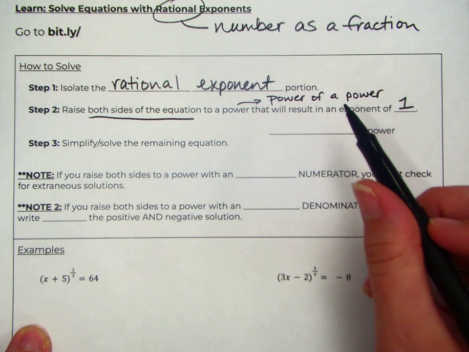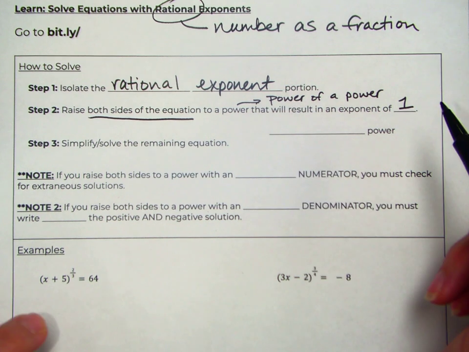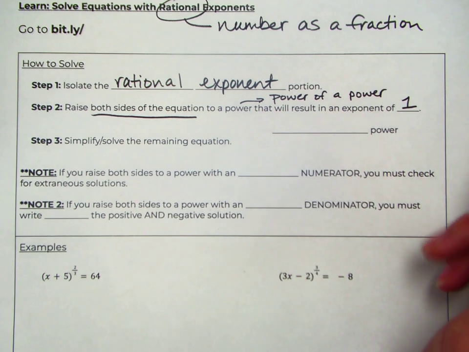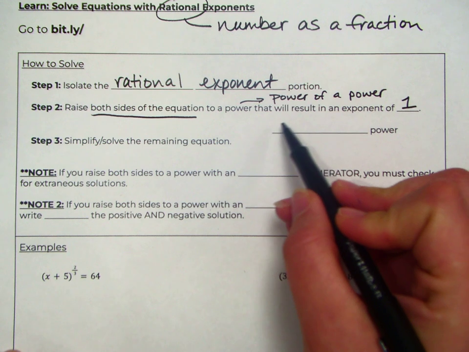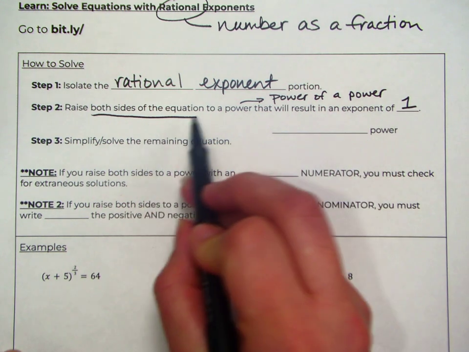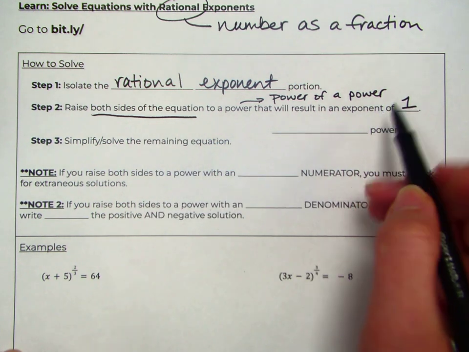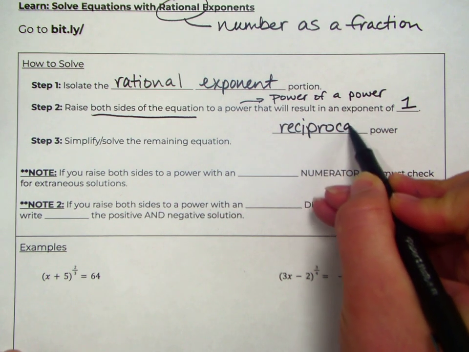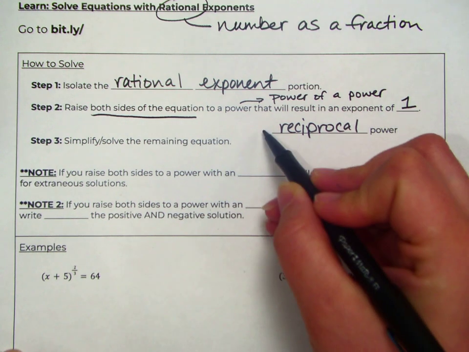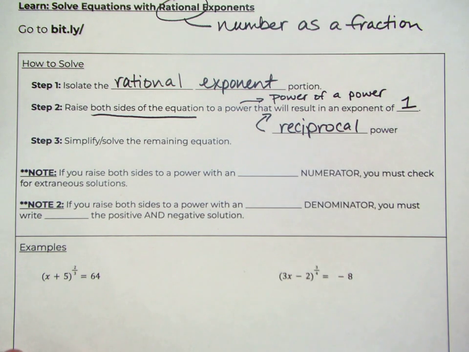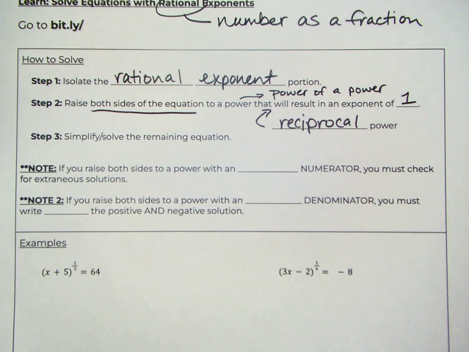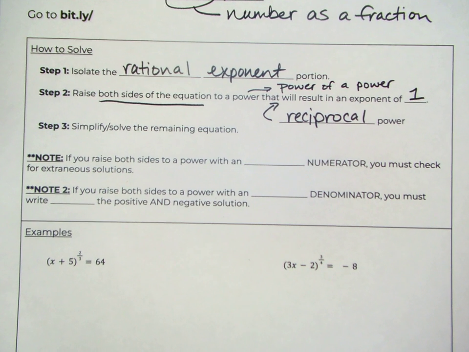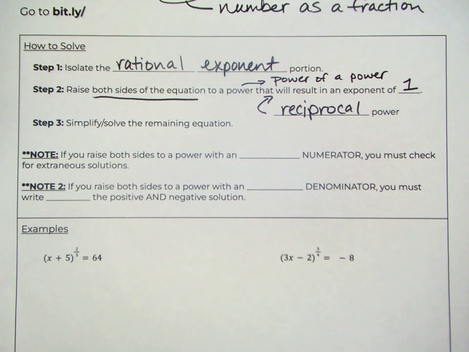Where you did in your build and in your learn, or in your build where it covered that exponent rule. Now, the type of power that you have to raise the equation to get this exponent of 1 is the reciprocal power, okay? So that is talking about this here. And once we raise both sides to that reciprocal power, we simplify and solve the remaining equation.